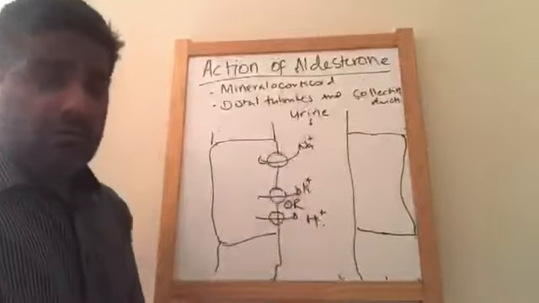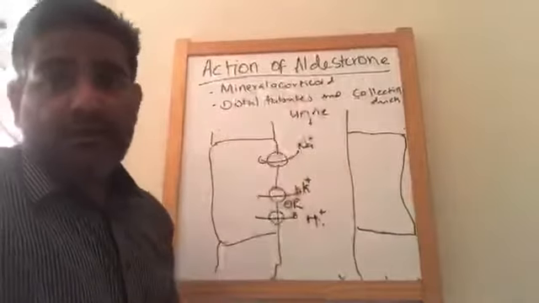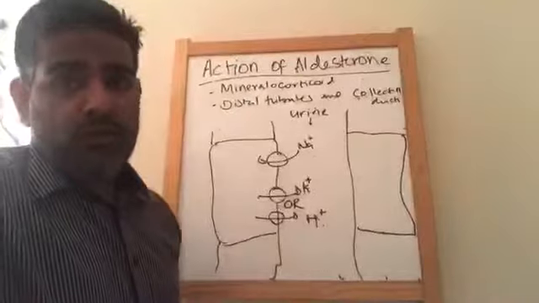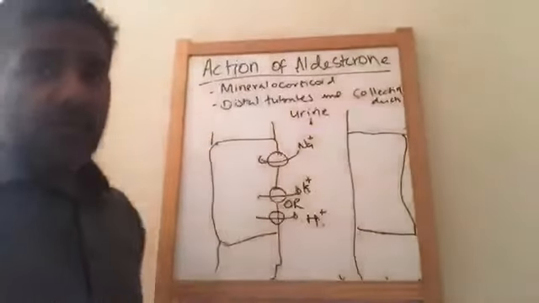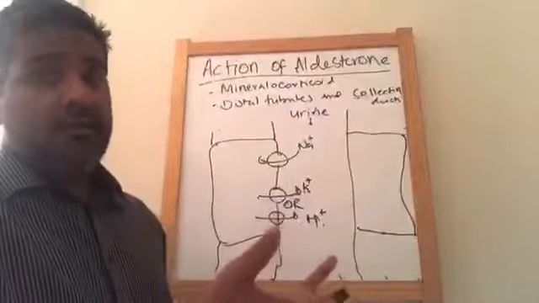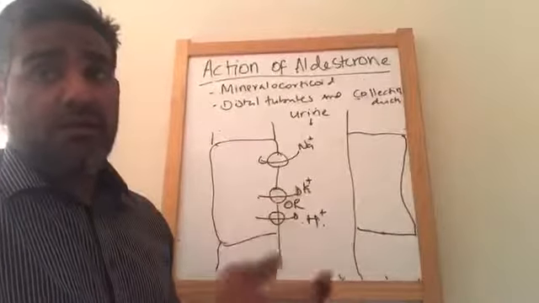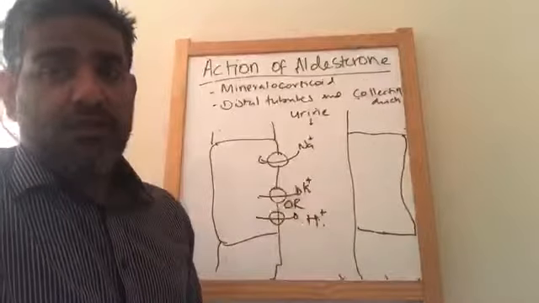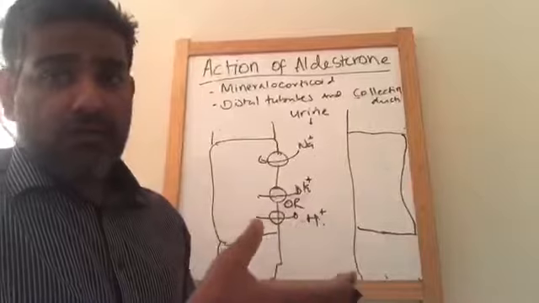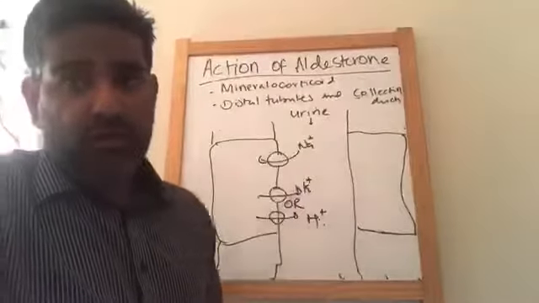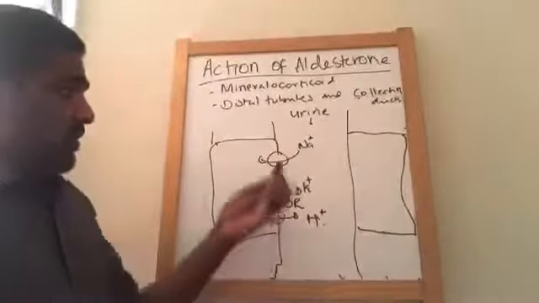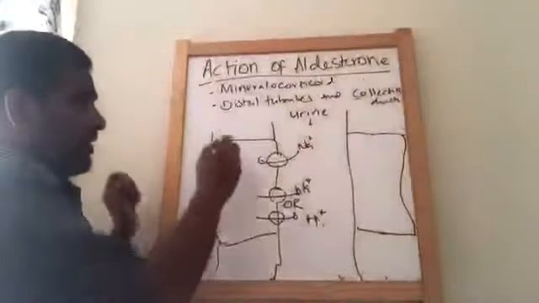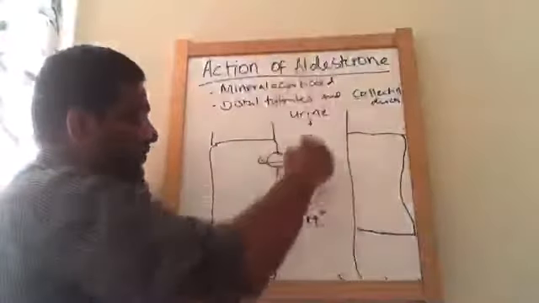Aldosterone acts on distal tubules and the collecting ducts in the nephron in the kidney and absorbs sodium inside the cells and eventually to the plasma. When it absorbs sodium inside, it drags more water and produces water retention too. How does this happen? Here you can see a cell. This is the urine, the filtered urine.